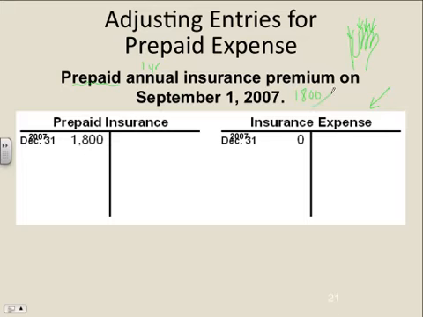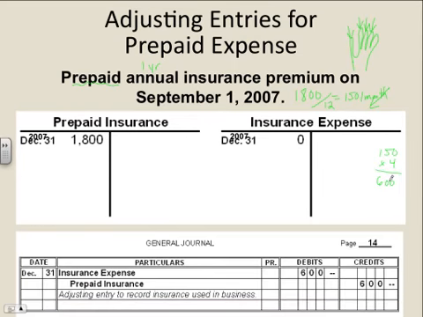So that $1,800 divided by 12 to break it down to the monthly rate. So what is that then? $150 per month. So we're going to use $150 per month, and we used it for 4 months. Okay, so 150 times 4 equals $600. So the journal entry then is going to be your insurance expense for $600, and your prepaid insurance is going down by $600. You no longer have $1,800 worth of prepaid insurance. You use 4 months up.